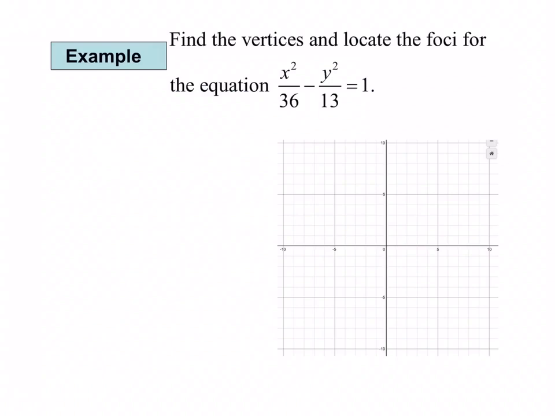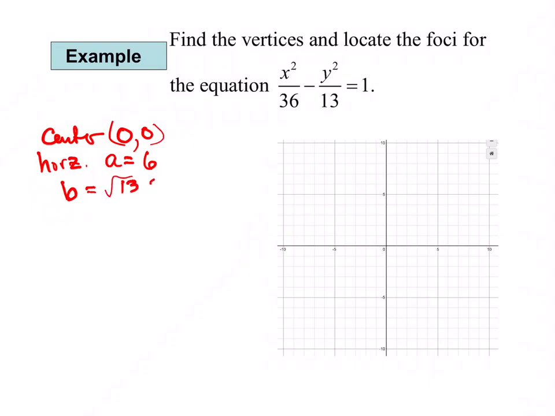All right. So we're going to graph, find the vertices, and locate the foci for the equation x squared over 36 minus y squared over 13 equals 1. So we know it's centered at 0, 0. We know it is horizontal because the x is first. We know a is 6. We know b is the square root of 13, which I checked on my calculator, and I got around 3.6.